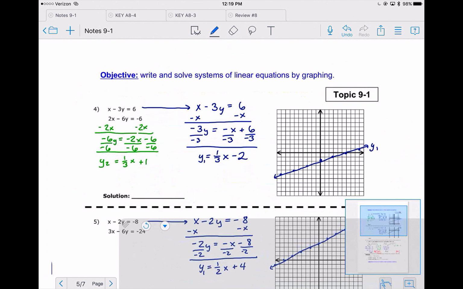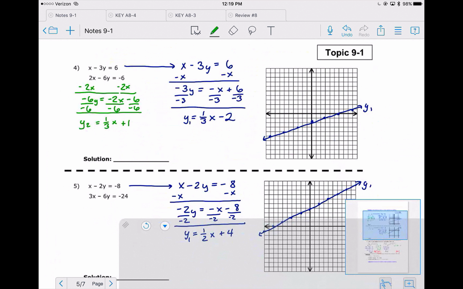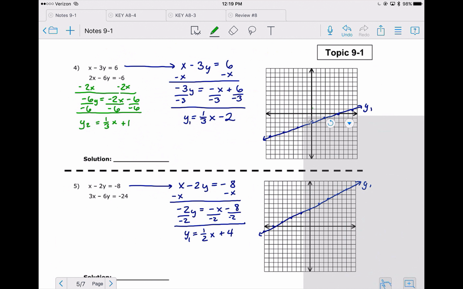On the back, the blue line has already been solved and graphed for us. We need to graph the green. We're going to start up at 1. And my slope is up 1, right 3, up 1, right 3, up 1, right 3. I can look and see that I'm not crossing, so I'm going to keep going down 1, left 3, down 1, left 3, down 1, left 3.